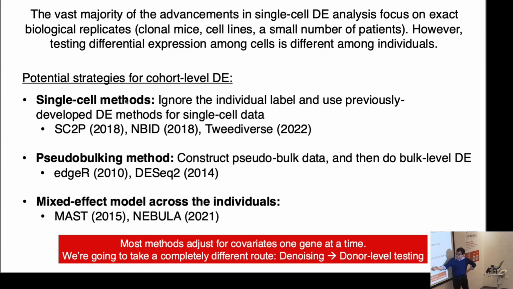And certainly there are methods that try this. Towards the end of the talk, I'll give you some empirical comparisons against some mixed effect models. But the overall broad theme that all these methods have is that they are adjusting for covariates after analyzing each gene one at a time.